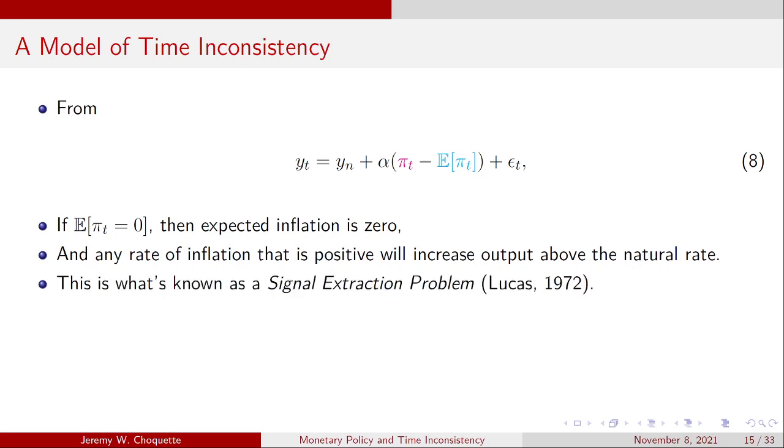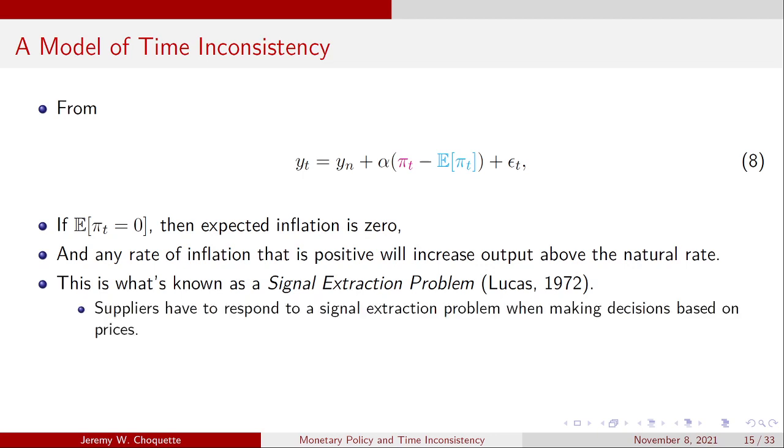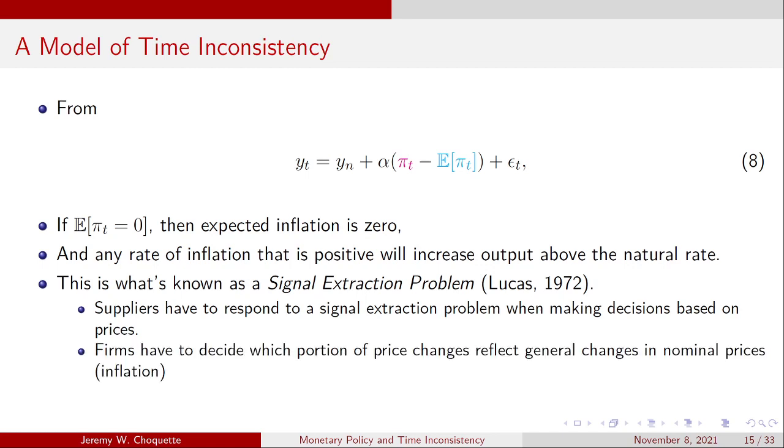Now, in the context of this model, this is the result of what's known as a signal extraction problem, which was first discussed by Robert Lucas in 1972. Lucas's idea was that suppliers have to respond to a signal extraction problem when they make decisions regarding production based on observed prices. They have to decide which portion of price changes essentially reflects general changes in nominal prices. What do I mean by that? Well, it's inflation. How much of these price changes that they're observing every single day are the result of just all prices, every single price, rising by some amount?